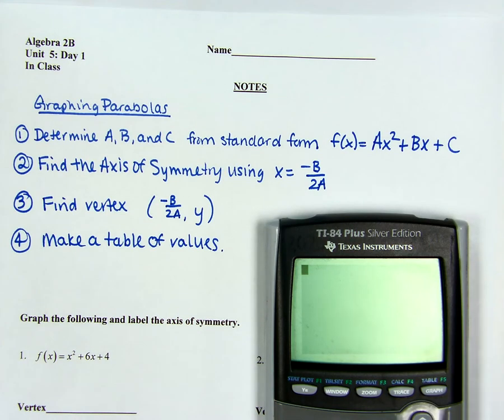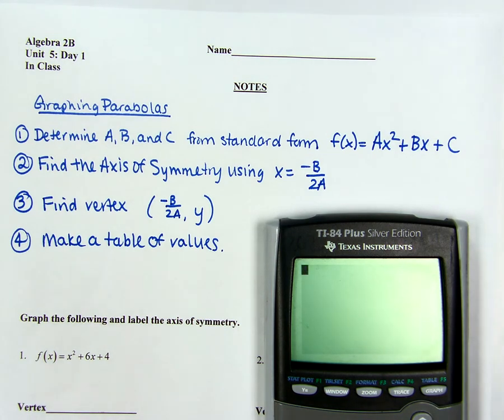Today we're going to be graphing parabolas, which come from quadratic equations, and you will need your graphing calculator to do this lesson. So write down the steps. If you need to pause the video, go ahead and do that, and then we're going to follow these steps to do the examples. So in the first problem it says graph the following and label the axis of symmetry.